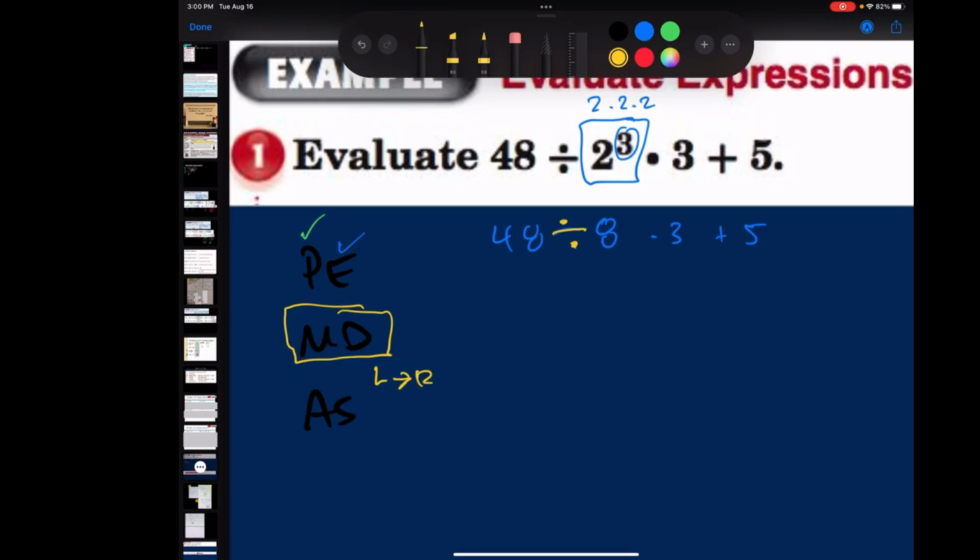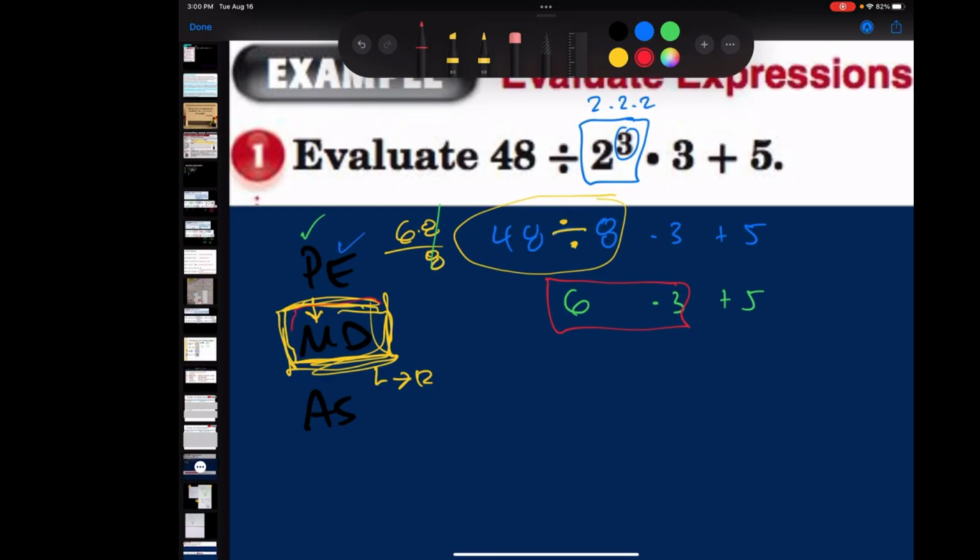The wrong thing is to think, oh, M is first, so I go to all multiplications. That's incorrect. It's a chunk together. So 48 divided by 8 is what? 6. Now what? Let's multiply them, right? Because I'm still going left to right now. 6 times 3 is? And then 18 plus 5, 23.